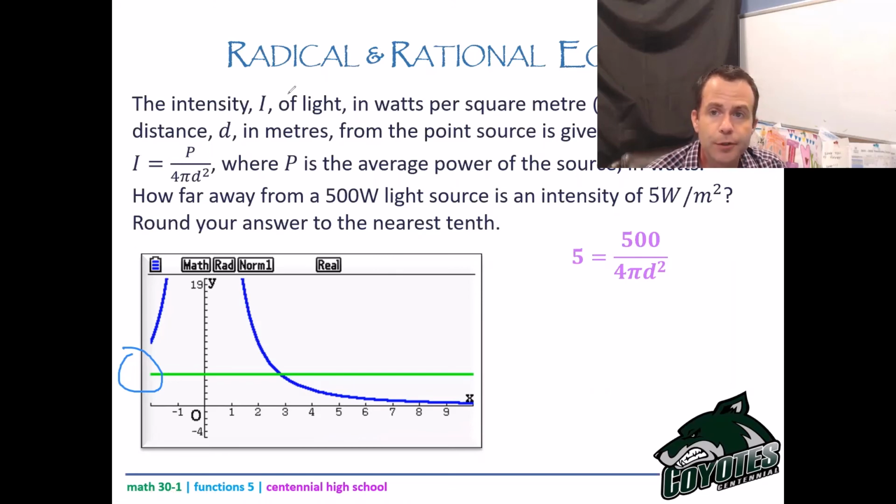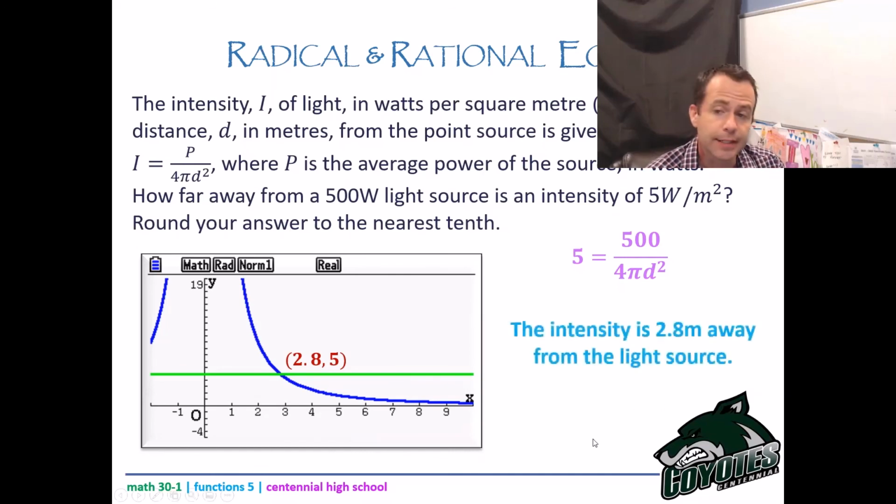So although there is an answer there, it doesn't exist in the context of this question, and so I'm not paying attention to it. I'm only going to pay attention to the positive one. F5 if you're a child of Casio. Second trace 5, enter, enter, enter if you're a child of TI, and you should get an X value of 2.8. Here's a classic example of what I was talking about earlier. Don't just guess and say, oh yeah, it looks like it's around 3. You have to make sure you calculate it. All right, so the intensity is 2.8 meters away from the light source.